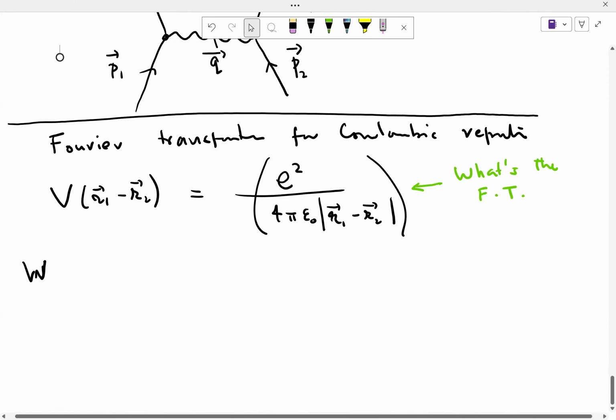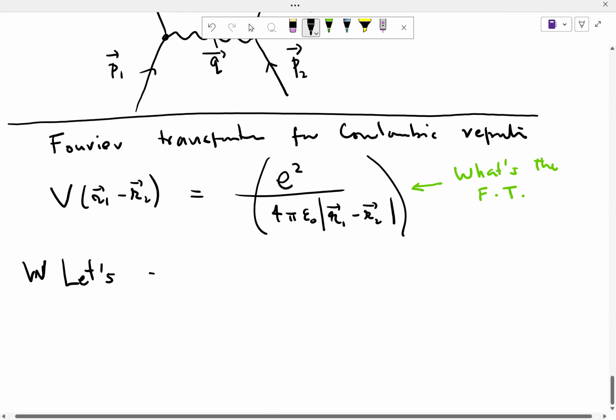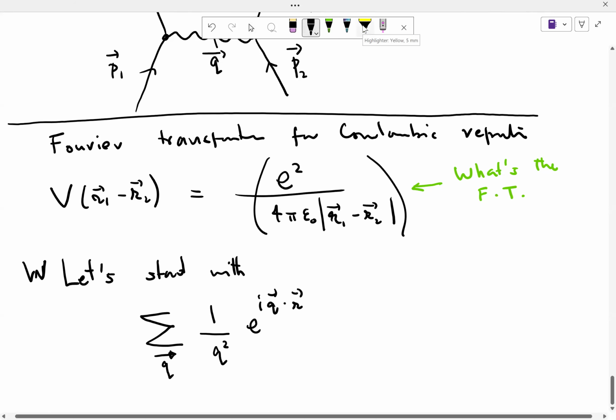In order to find out the Fourier transform, let me derive that. But first of all, let's start with an expression that I write: sum over all q's of 1 over q squared, e to the i q dot r, where q is some momentum. Let's see what this expression is.